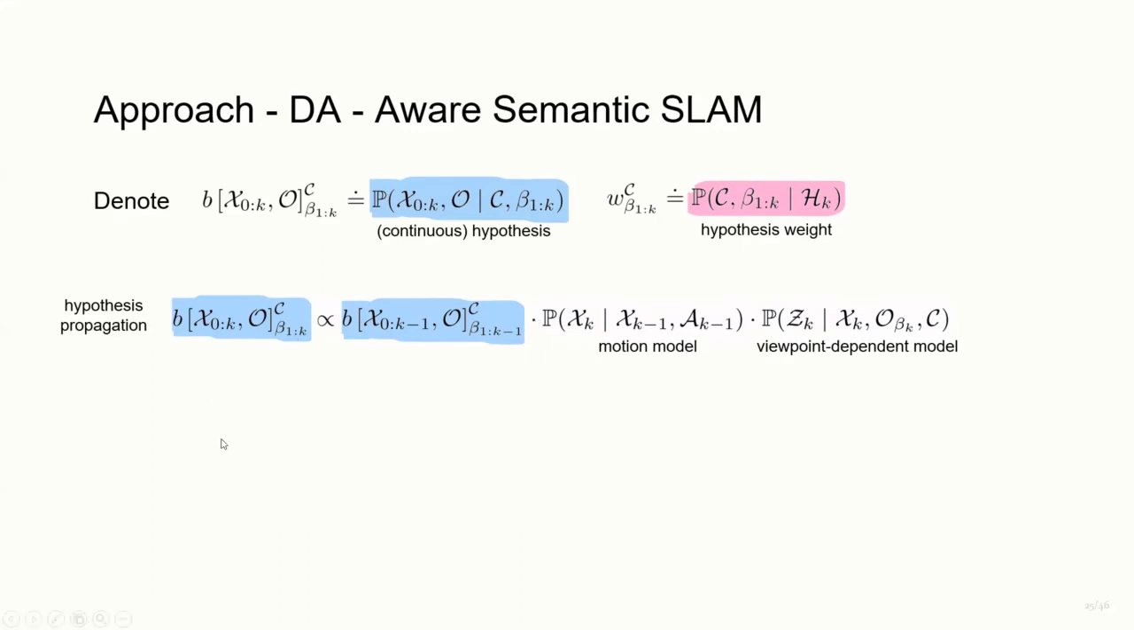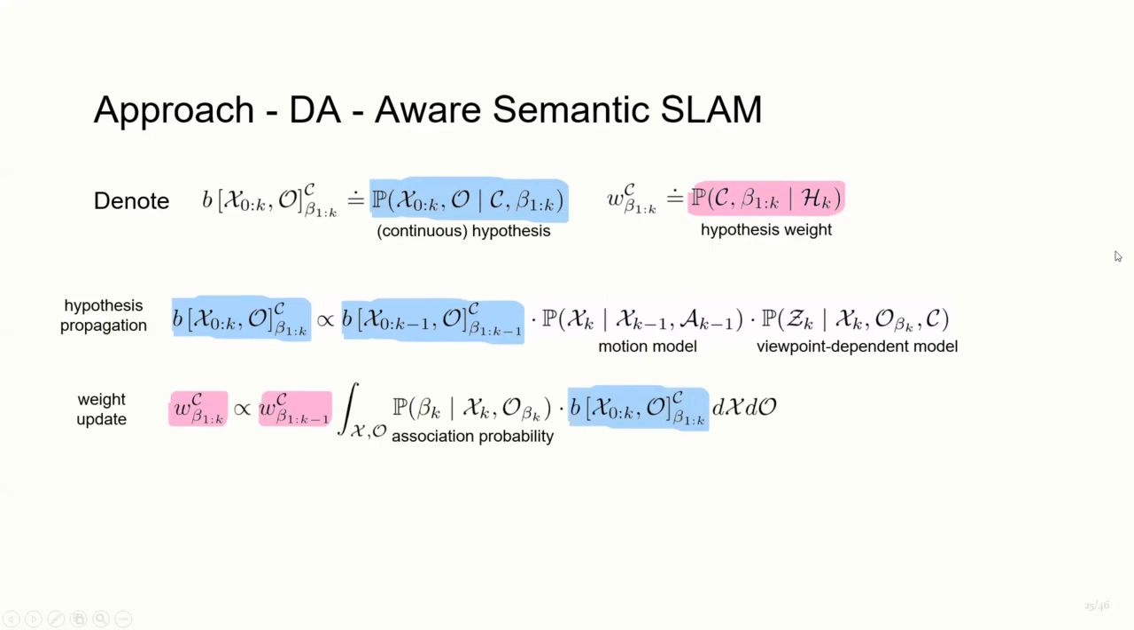To propagate the belief, we take the belief of the hypothesis in the previous time step, and we replicate it for each combination of classification and association of the new observation. We update it with a motion model and with the observation model corresponding to the current data association and classification hypothesis. We set the weight of the hypothesis proportional to the weight from the last time step multiplied by the association probability. This is the probability that the current detection originated from the object in question. So we take this association probability and average it over the propagated geometric belief.